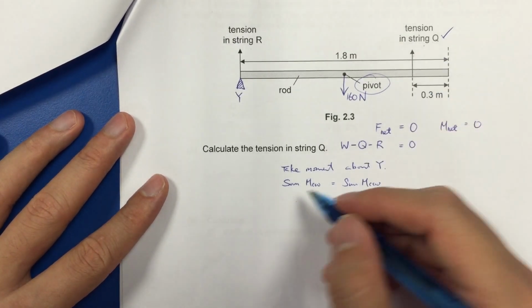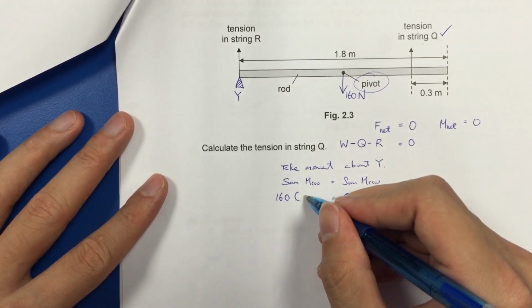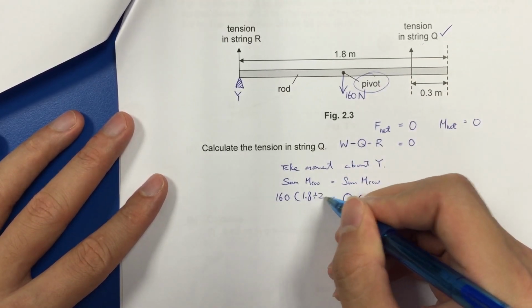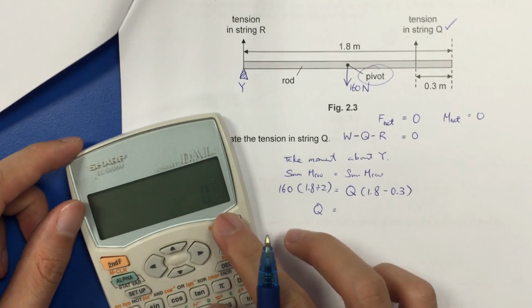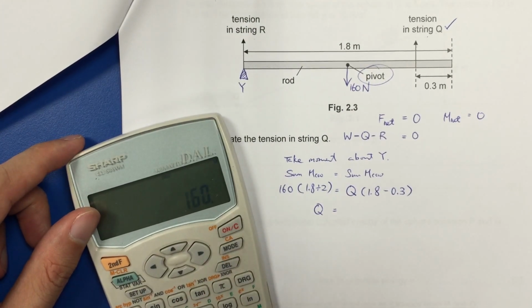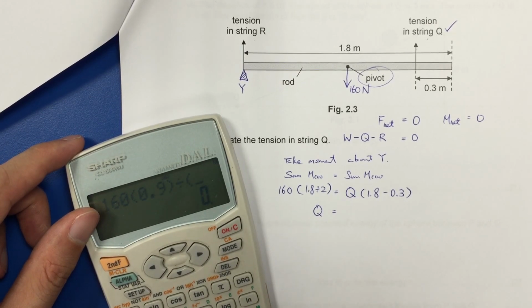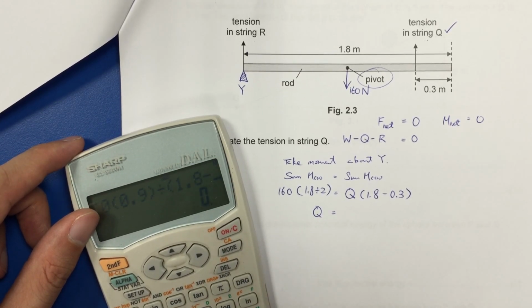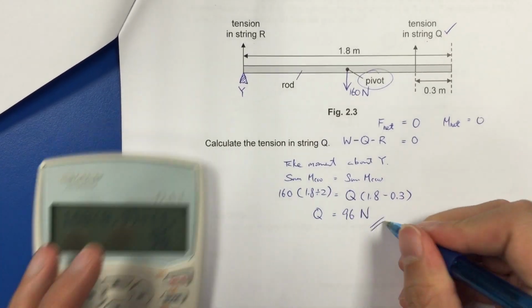Down here it will be 160 multiplied by 1.8 divided by 2. So eventually just press your calculator, 160 times 0.9 divided by 1.8 minus 0.3. So you will get 96 Newton. Done.